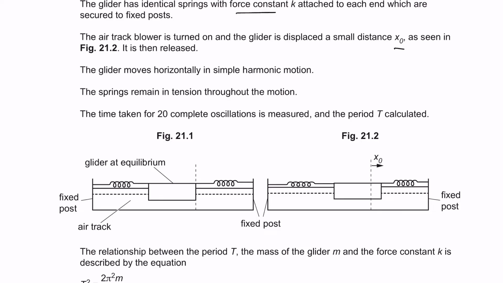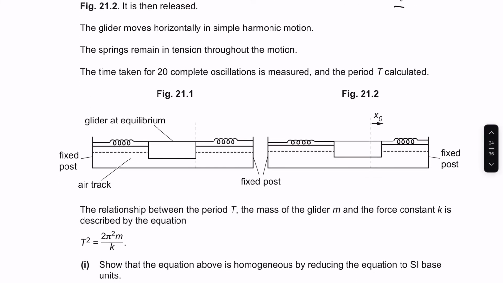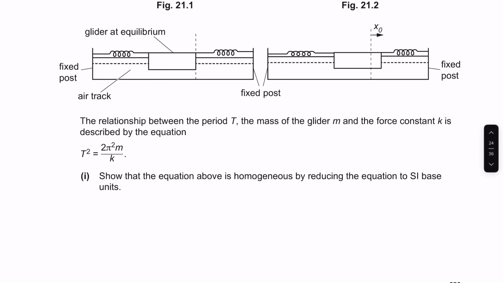And then we've got the glider, which moves horizontally in a simple harmonic motion. The spring remains in tension throughout the motion. The time taken for 20 complete oscillations is measured and the period t is calculated. Okay, so the relationship between the time period t and the mass of the glider m and the force constant k is described by this particular equation. Show that the equation above is homogeneous by reducing the equation to SI base units.